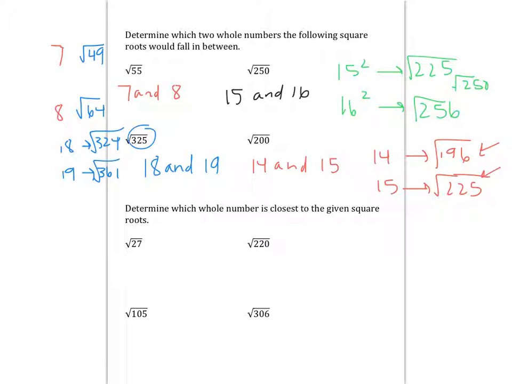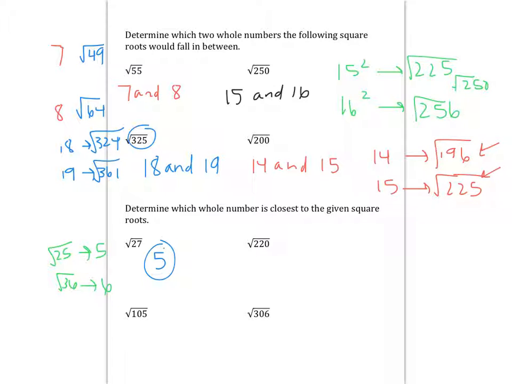Okay, let's move on. Determine which whole number is closest to the given square roots. So again, we want to estimate which square roots the number is between, and then let's see which one it actually is closest to. So the square root of 27, well, we know the square root of 25 is very close to it, and that would be 5. So square root of 25 would be 5. And then right above that would be 36, and the square root of that would be 6, but what is 27 closer to? 25 or 36? Well, it's closer to 25, so the whole number that's closest to the square root would be 5.